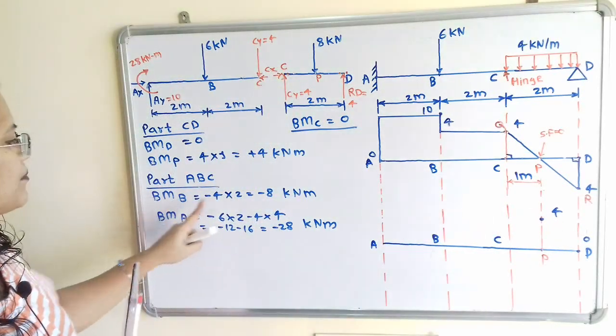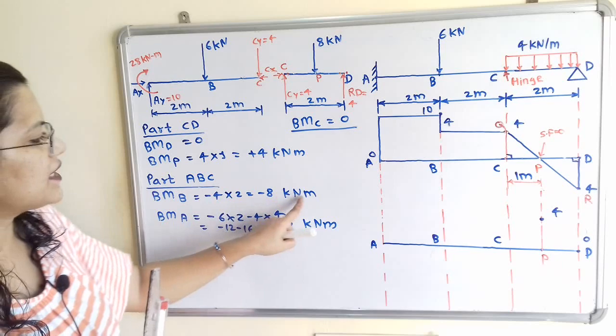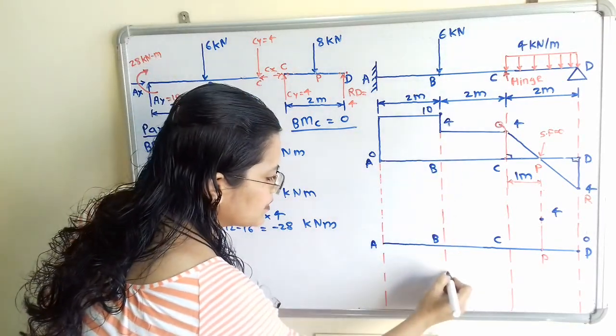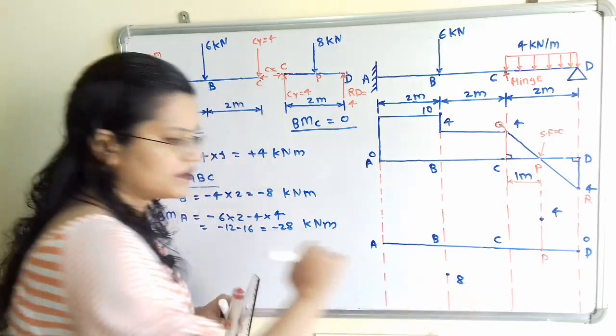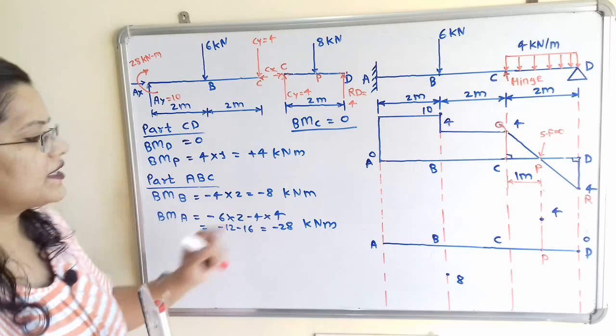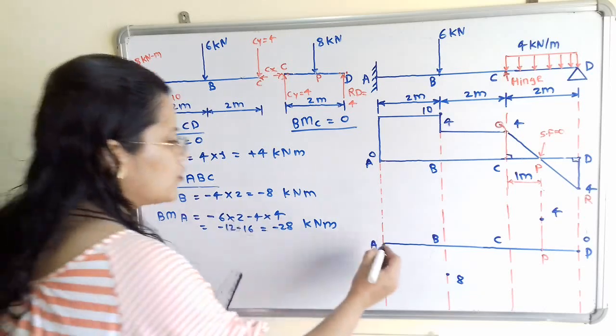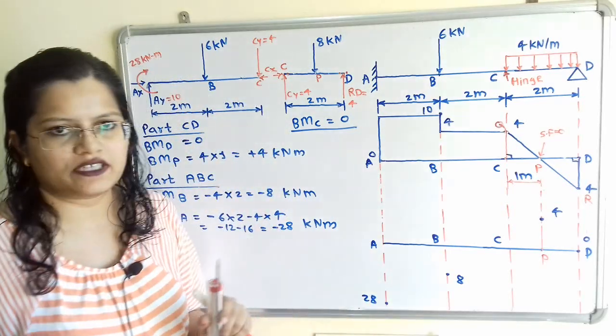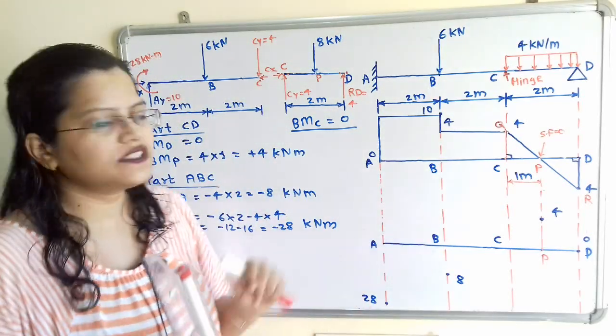Then at point B, bending moment is minus 8 kilonewton meter. So here is the point B, and because of minus sign, I will plot the 8 number in the downward direction. And at point A, bending moment is minus 28. So we have to plot here the 28 number in the downward direction. Now we will connect all these points.